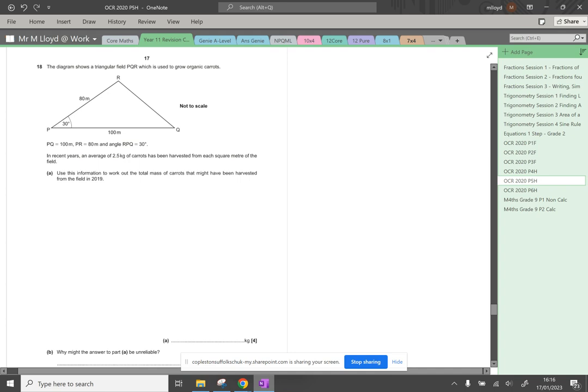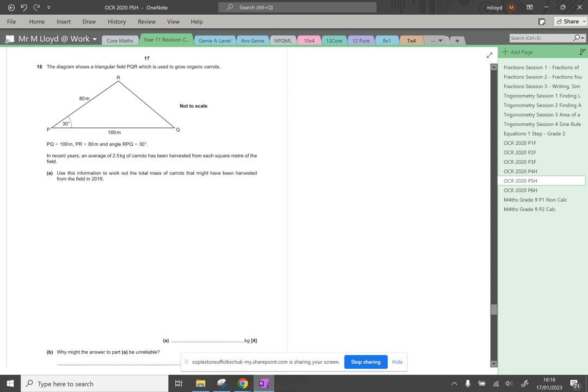Hello, welcome back. So we've got 3 questions just to finish off, starting with question 18. The diagram shows a triangular field PQR, which is used to grow organic carrots. We've got the lengths and the angle there. In recent years, an average of 2.5 kilograms of carrots has been harvested from each square meter of the field. Okay, so we need to work out this.